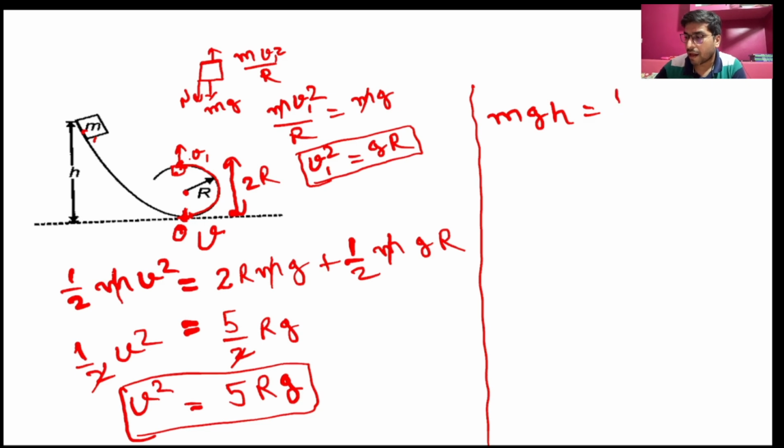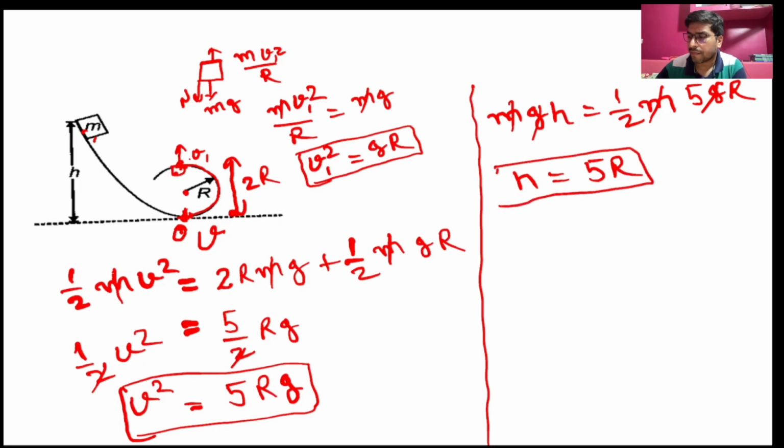So half m into v square, that is 5gr. m will get cancelled out, g will get cancelled out, and finally h will become how much? 5 into r. Clear? Understood? Okay.